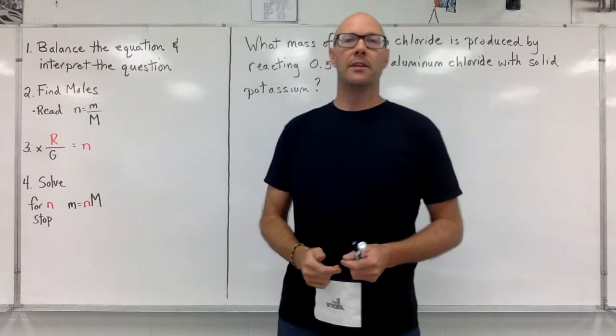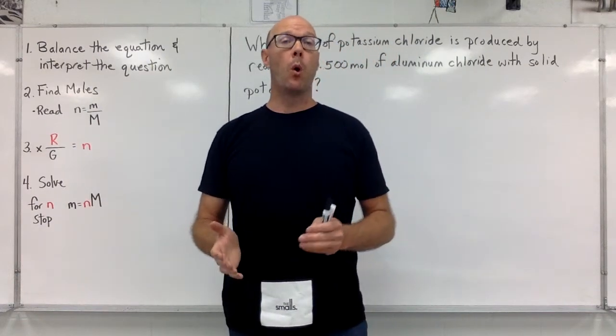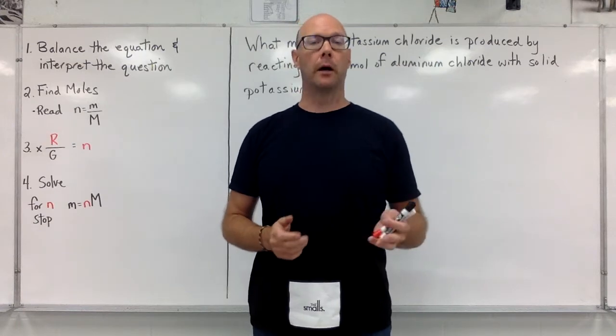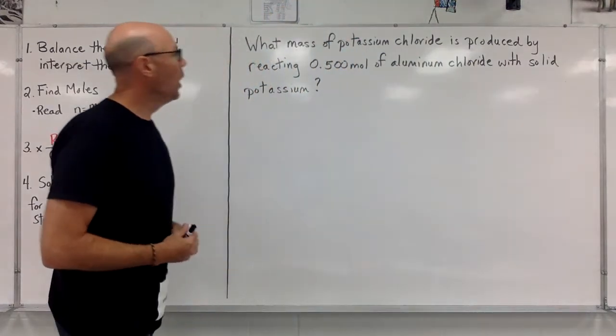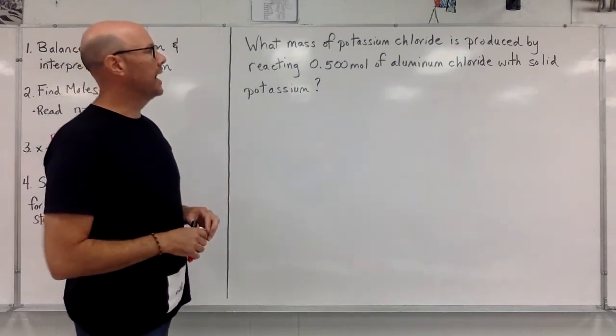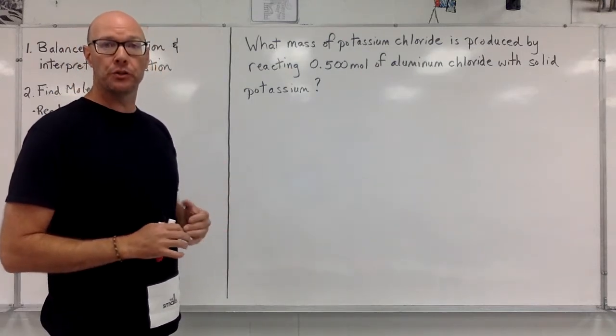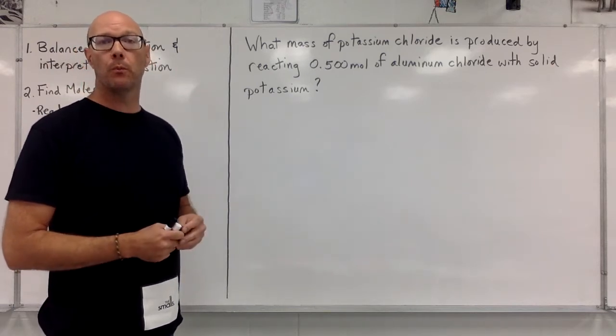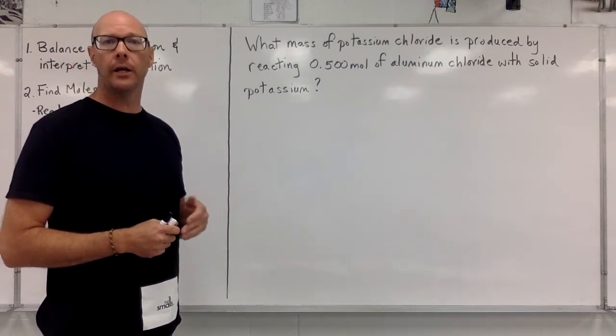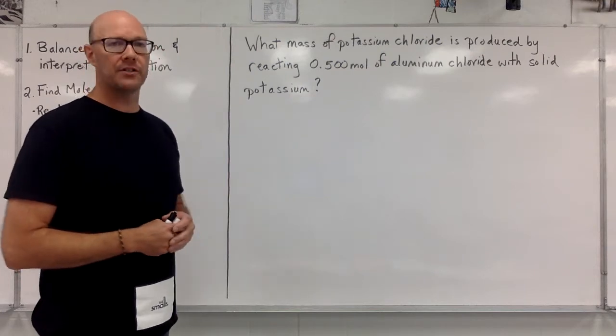Hi everyone. This is an example of a mole to mass style of stoichiometry problem. Here we go. What mass of potassium chloride is produced by reacting 0.500 moles of aluminum chloride with solid potassium?